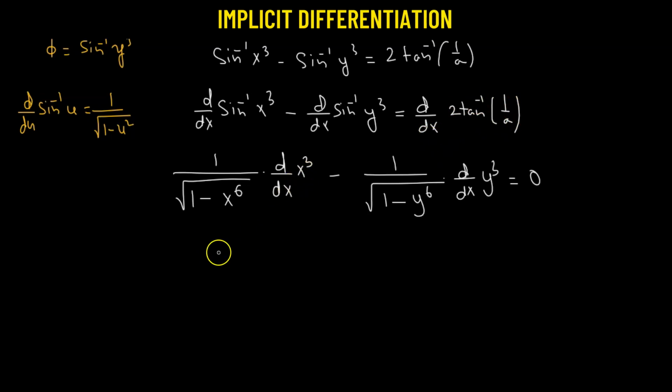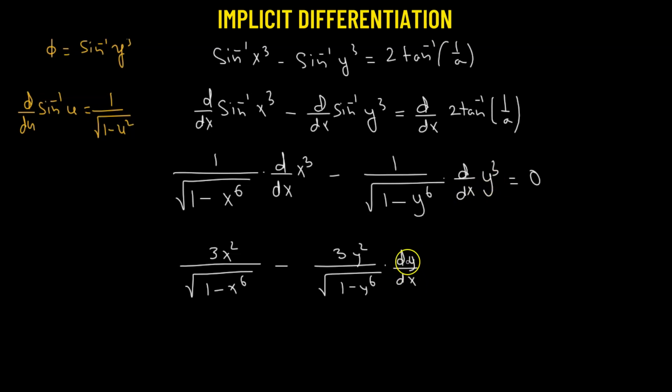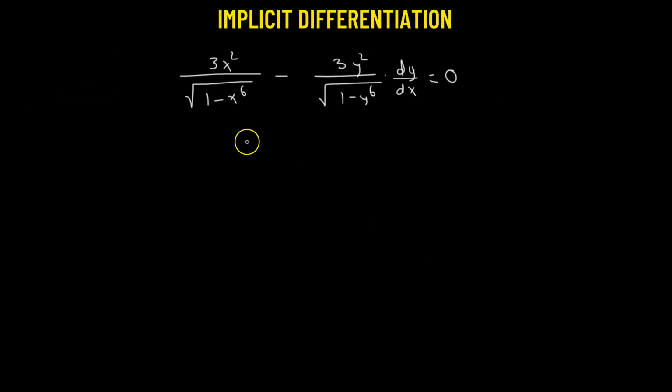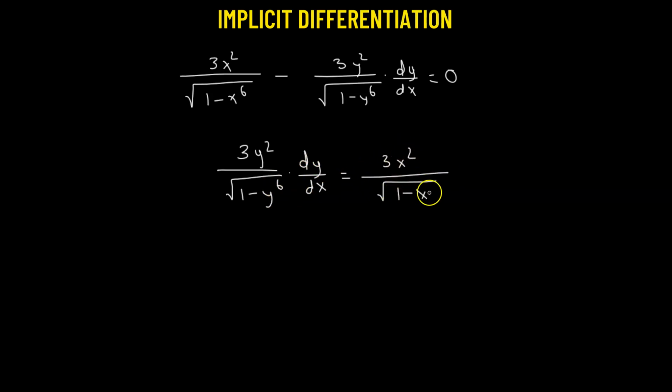Now we have the derivative of x cubed, which is simply 3x squared. So we have 3x squared divided by square root of 1 minus x raised to the power of 6, minus the derivative of y cubed, which will be 3y squared divided by square root of 1 minus y raised to the power of 6. But since we are taking the derivative of y with respect to x, we'll have to use the chain rule and multiply by the derivative of y with respect to x. So this will be equal to 0. That means we now have 3y squared divided by square root of 1 minus y raised to the power of 6 times the derivative of y with respect to x equals 3x squared divided by square root of 1 minus x raised to the power of 6.